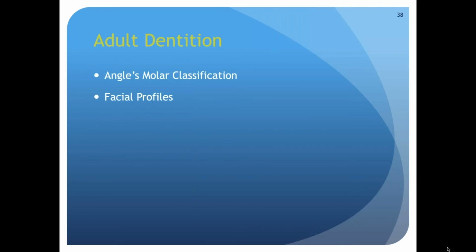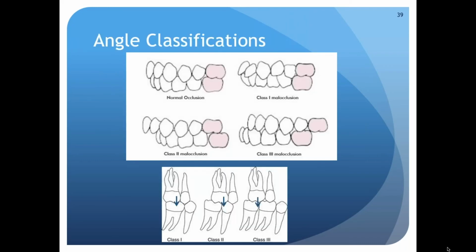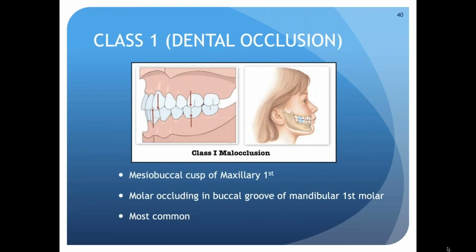So adult dentition. Let's talk about Angle's molar classification, and then profiles. We'll go back to dental school here and we talk about our class 1, class 2, and class 3. In our class 1 situation, the mesial buccal cusp of our maxillary first molar should fall into the buccal groove of the mandibular first molar. And this should be our most common. What they're talking about when they say malocclusion is we have a class 1 molar relationship, but our anterior teeth are a little bit crowded.